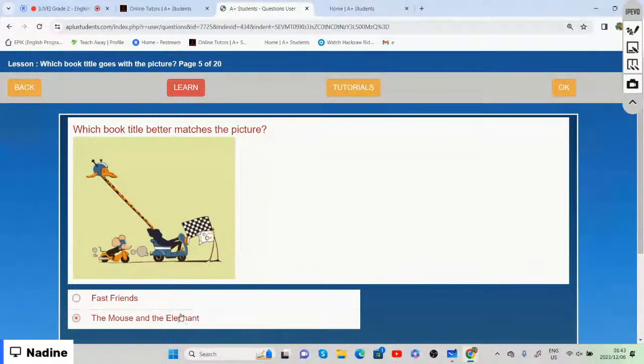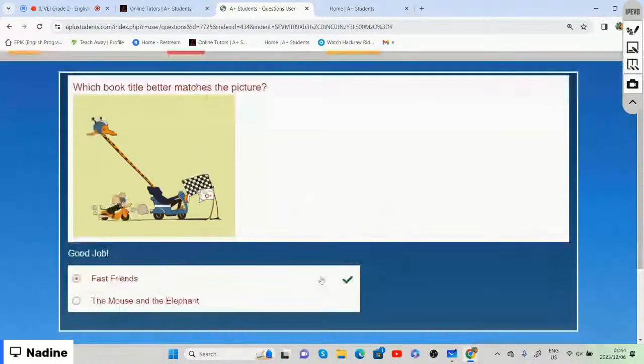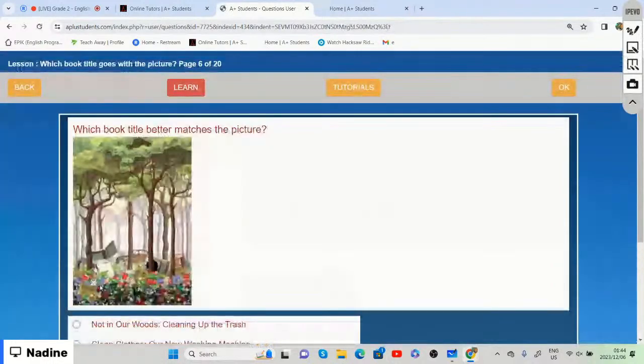All right, let's go with the second one, right? We're going to go with the second one because everybody chose the second one. But if we look at the picture, right, there we have a mouse and there we also have a giraffe. All right, let's just go with Fast Friends. And Fast Friends is correct because the second one says the mouse and the elephant, right? And there's no elephant within that picture, right?